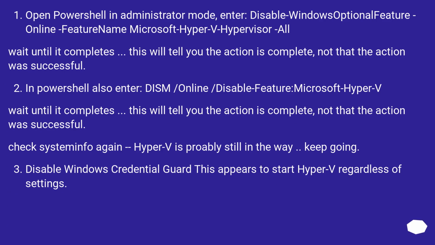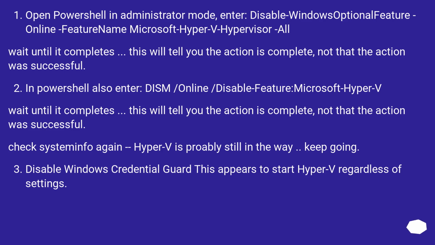Open PowerShell in Administrator mode. Enter Disable-WindowsOptionalFeature -Online -FeatureName Microsoft-Hyper-V-Hypervisor -All. Wait until it completes. This will tell you the action is complete, not that the action was successful.